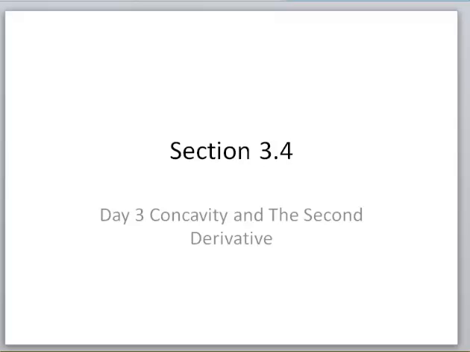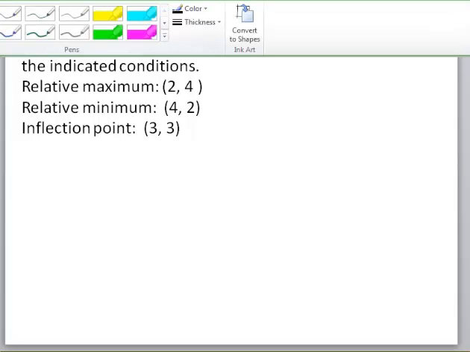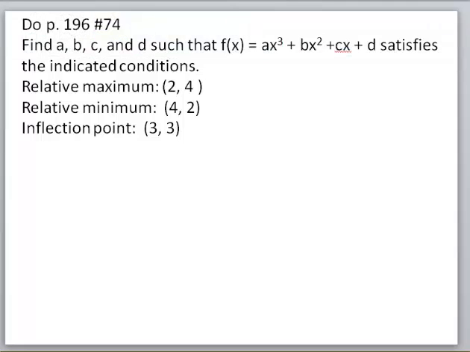This is the last day of concavity in section 3.4. I'm going to be honest with you, this problem we're about to do is going to take some time to complete. I probably will not finish within the first video, so understand that it will probably be a continuation of a video. What we're going to have to do is find A, B, C, and D such that the following conditions are met.